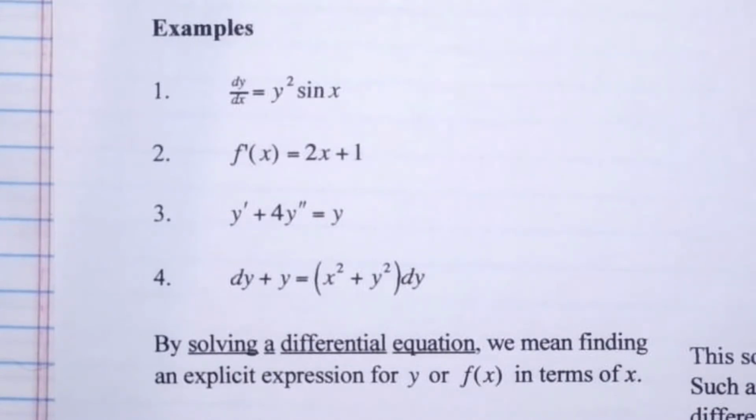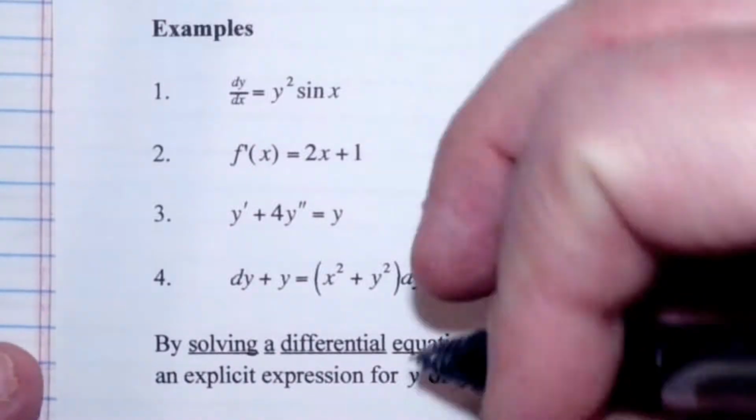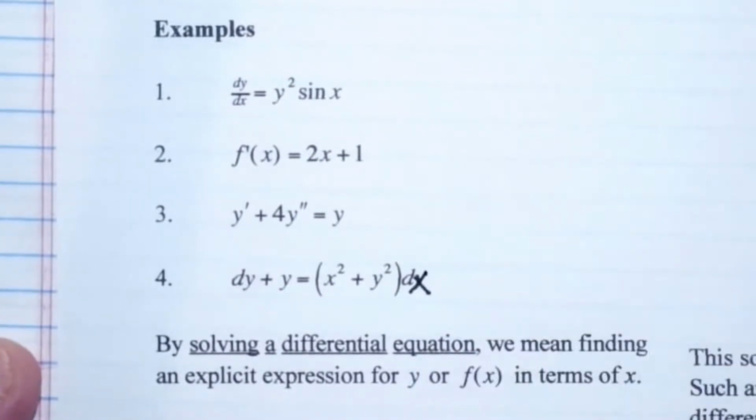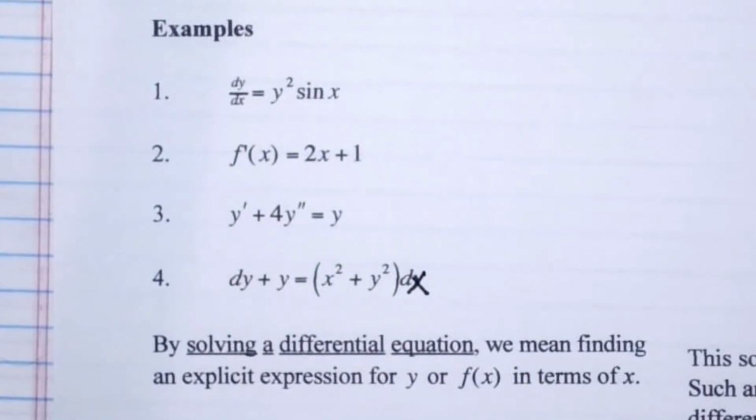The third one has a first derivative and a second derivative in it. And I probably ought to change this number 4. dy plus y equals the quantity x squared plus y squared times dx. That one has differentials rather than derivatives.